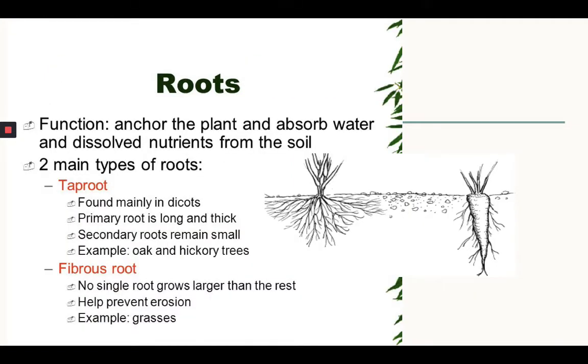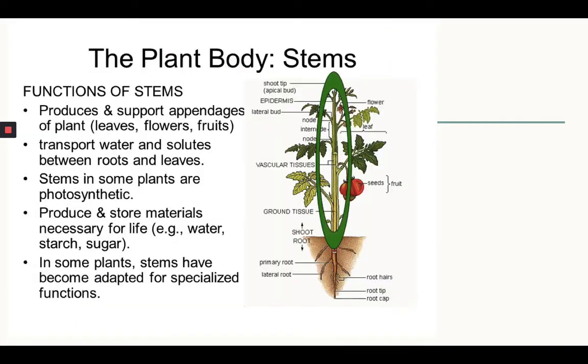So we have got two types of roots: the taproot and the fibrous root. Taproot is the main root and found mainly in dicots, and in big trees we can find the taproot. In fibrous root, no single root grows larger than the rest, and it helps prevent the erosion of the soil. As an example of the fibrous root, we can give grasses.